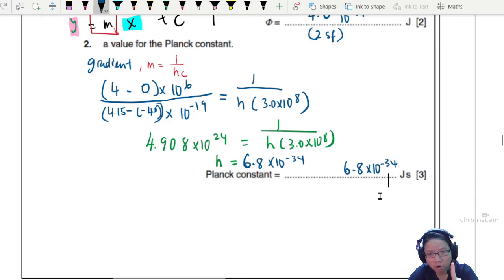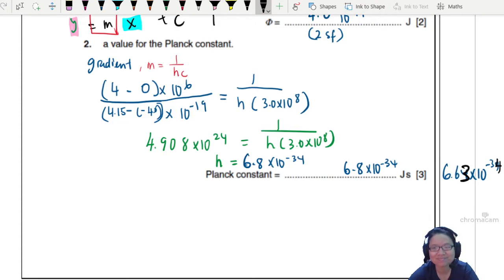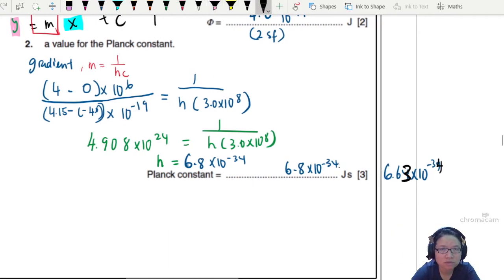But this one must get negative 34 because the actual theoretical reading is 6.63 times 10 to the power of negative 34. So you must have this negative 34. If not, no dice. We need this negative 34 here. Okay, so this is the theoretical answer.